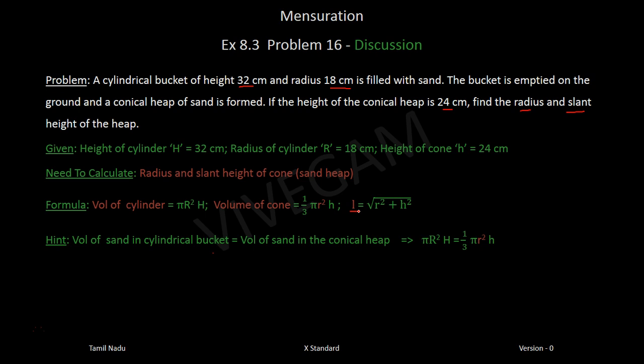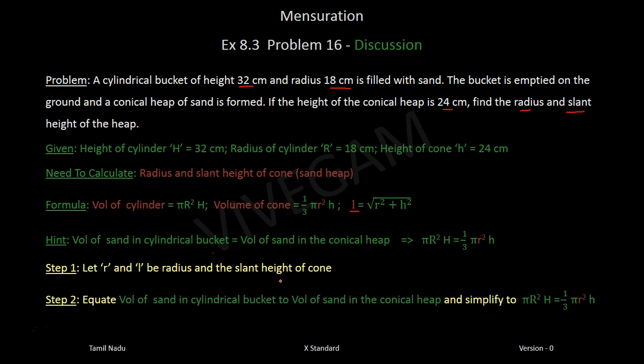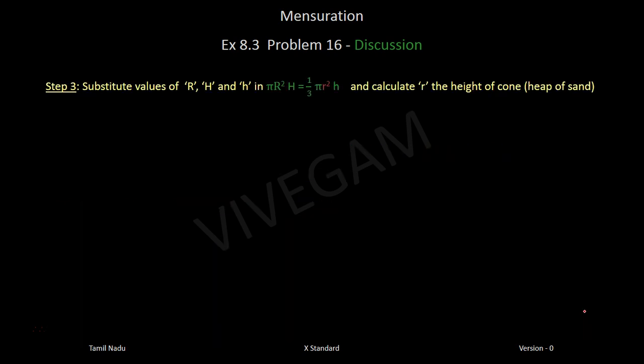Okay. So, let me summarize the steps. Let r and L be the radius and the slant height of the cone. Equate the volume of the sand in the cylindrical bucket to the volume of the sand in the conical heap and simplify to get this equation: pi R squared H equals 1/3 pi r squared h. Step 3. Substitute the values of the cylinder, that is, capital R and capital H are those of the cylinder and the small h is of the cone.